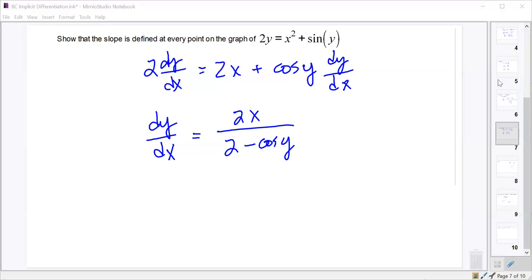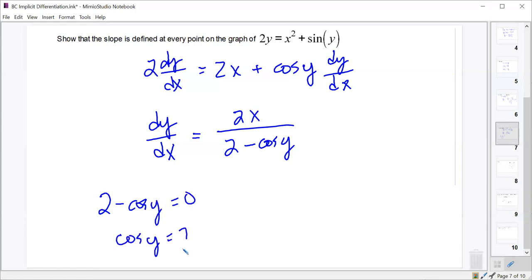Yeah, exactly, Adrian. We take our denominator, because the numerator is not going to affect whether it's undefined, but the denominator does. So we take 2 minus cosine y and set it equal to 0, get cosine y equals 2, and we know that can never be true because the cosine of any angle is always going to be less than or equal to 1 and greater than or equal to -1. So we know that cosine y can never equal 2. Therefore, there are no values of x that make this undefined and no values of y that make this undefined.